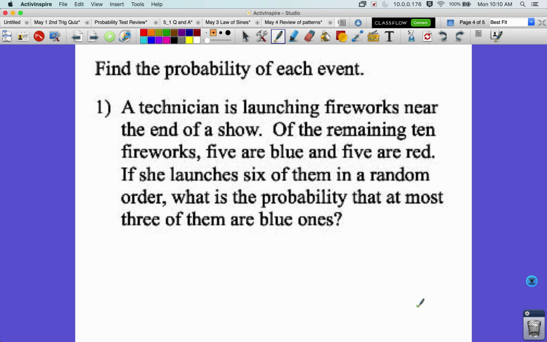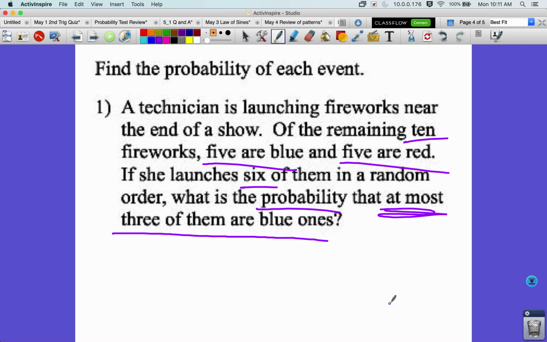All right, so we're going to look at this one and try to really intuit why the formula makes sense. We've got a technician launching fireworks near the end of a show. Of the remaining 10 fireworks, 5 are blue and 5 are red. If she launches 6 of them in a random order, what's the probability that at most 3 of them are blue? So, important things here: there's 10 fireworks, 5 blue, 5 red. She's going to launch 6 of them. We want to know the probability that at most 3 of them are the blue ones.